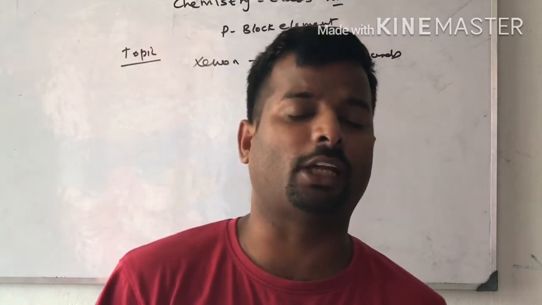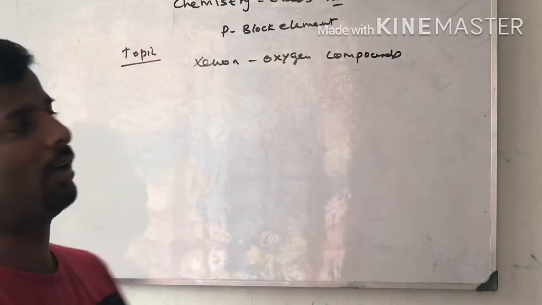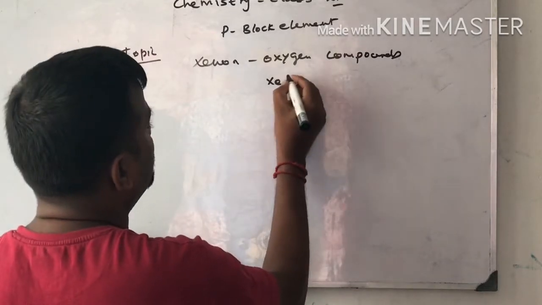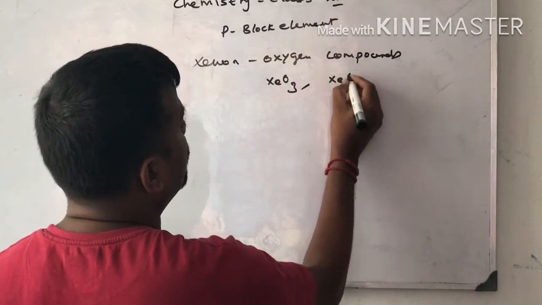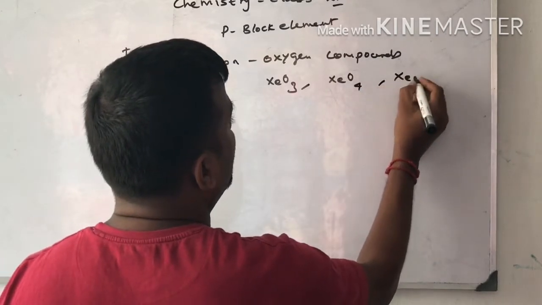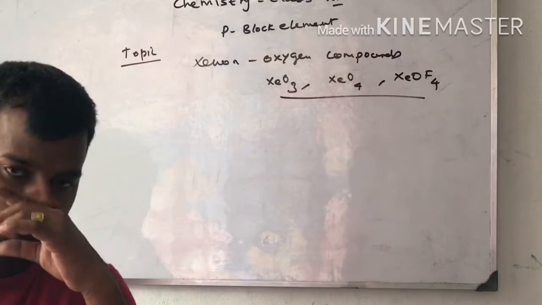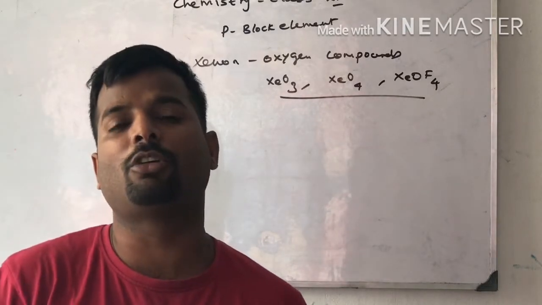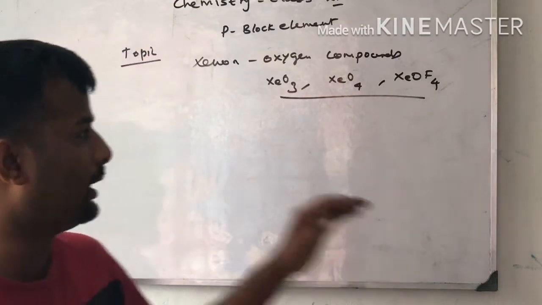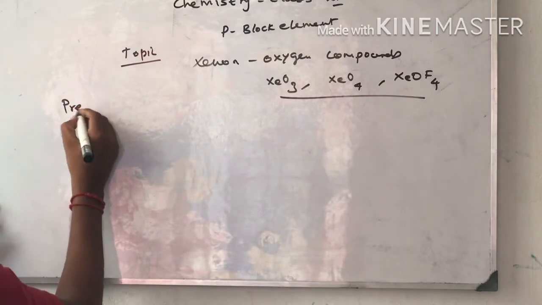Now I am going to explain xenon trioxide. Here we are going to explain XeO3, XeO4, and XeOF4. These are the three compounds we are going to discuss today. First I am going to start with the preparation of xenon trioxide.